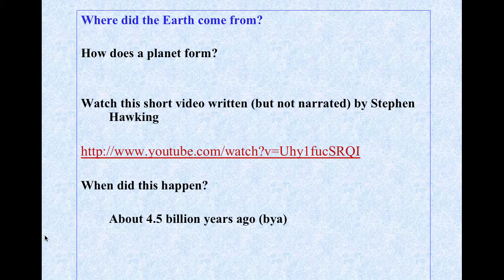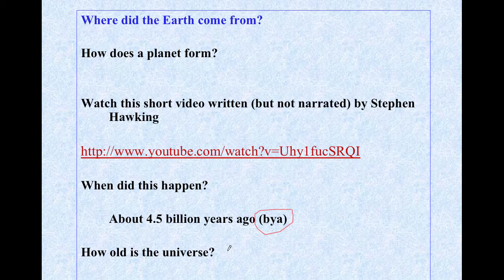And when did this happen? The current thinking is about 4.5 billion years ago. And I want you to notice this notation here, BYA. Let's bring up the pen. BYA, that is our notation for billion years ago. And you'll see things like that quite frequently when we're referring to ancient climates. You might see MYA for million years ago. So the Earth formed about 4.5 billion years ago.